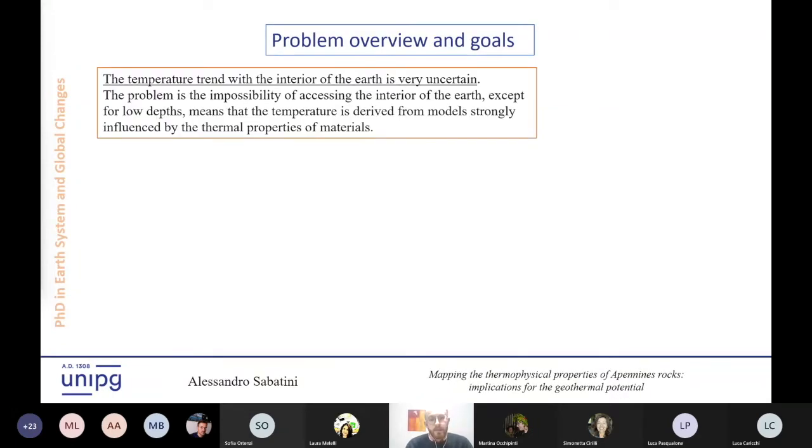So, despite the existence of a number of measurements of heat flow in the Earth, the temperature trend within the interior of the Earth is very uncertain. The problem is the impossibility of accessing the interior of the Earth except at low depths. This means that the temperature is derived from models strongly influenced by the thermal properties of materials.